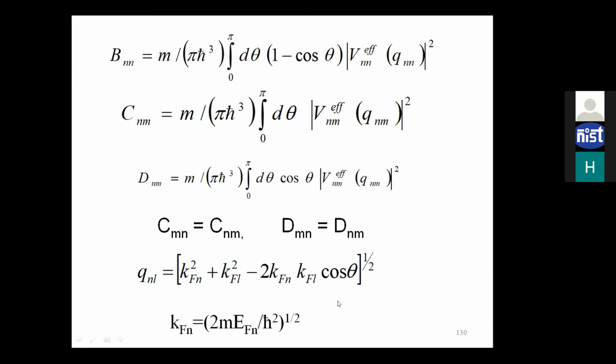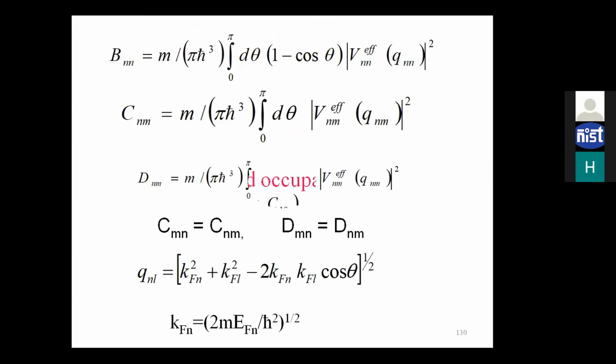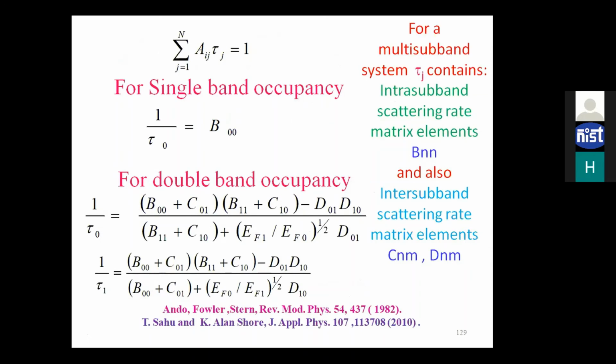For F0, that means EF minus E0. If it is EF1, that means Fermi level EF minus the energy level E1. So that you can get the KFN. So now this is about the basic calculation, how we can calculate it.